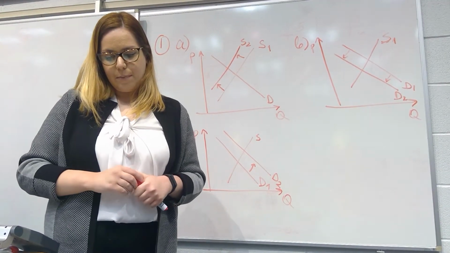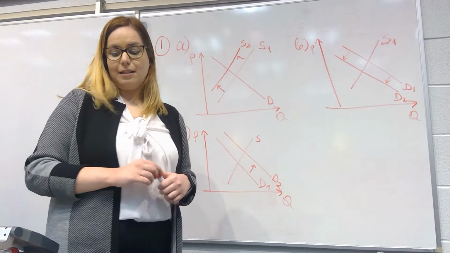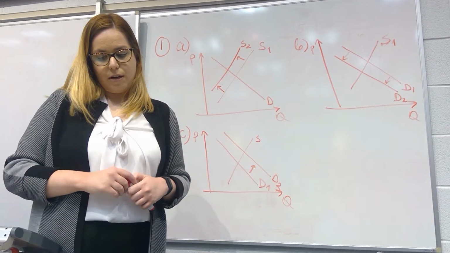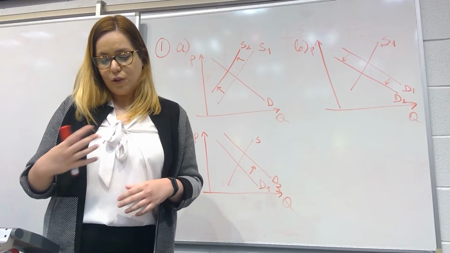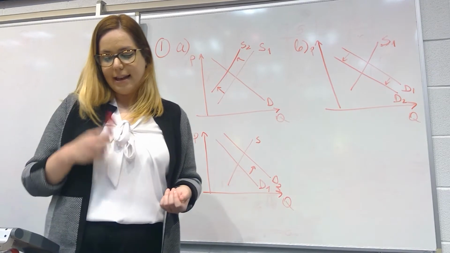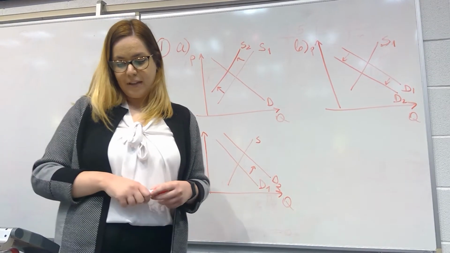We have question number 3: which of the following best describes the demand curve? The correct answer is under A, the willingness to pay for a specific quantity of a good over a variety of price and quantity combinations.